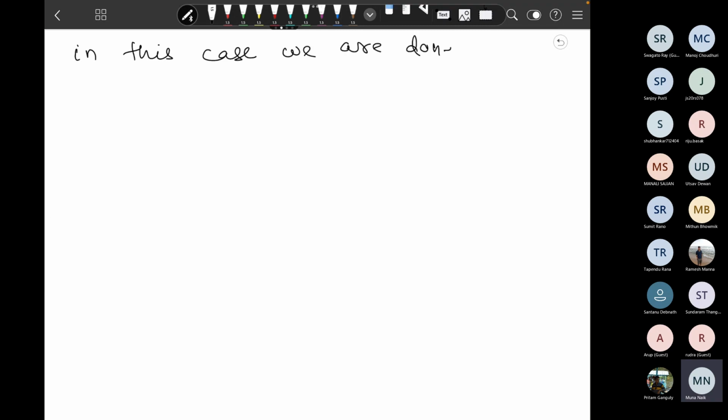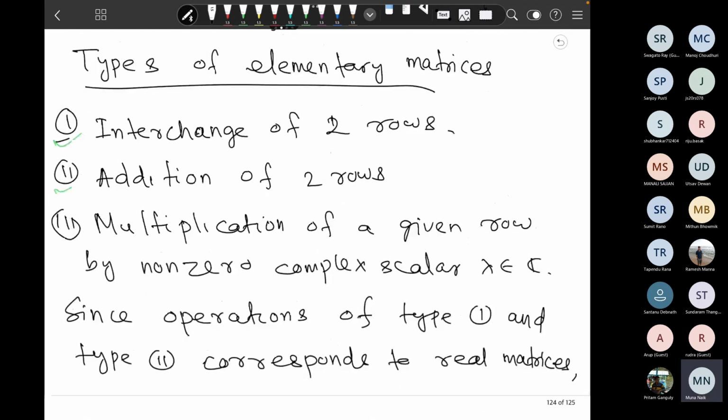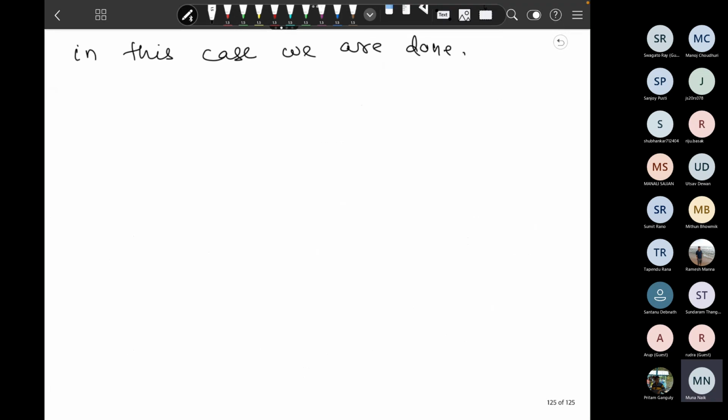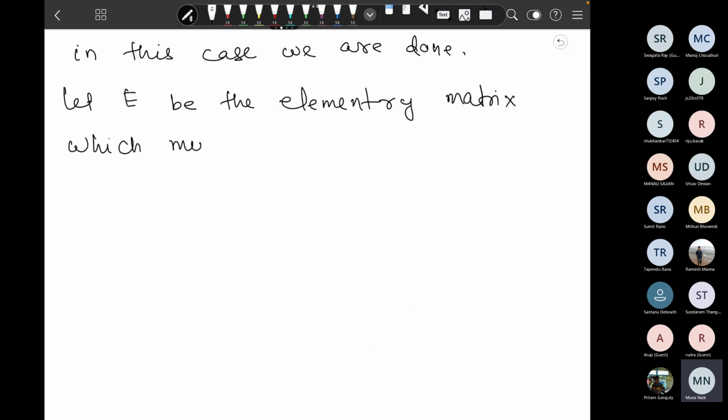So we are left only with the type 3 case. Okay, so let E be the elementary matrix which multiplies the kth row by Z.